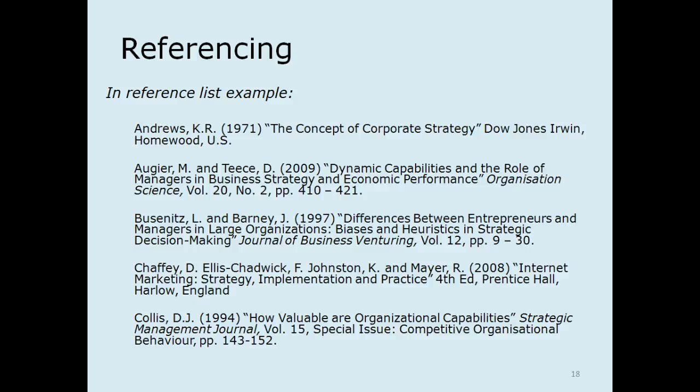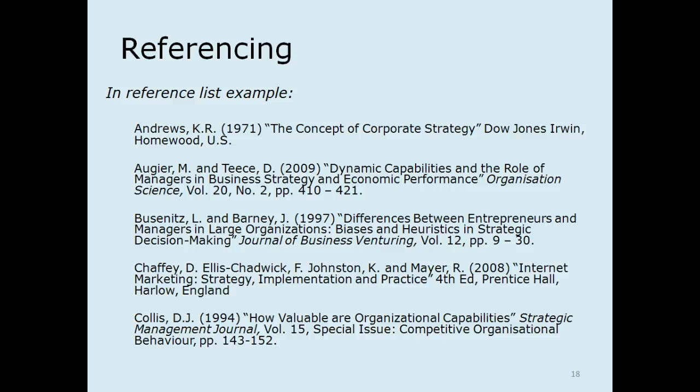Okay, Andrews, you've got their surname, their initials, KR, the year of publication in brackets, 1971, and then the title of the publication, the journal article or the book, so The Concept of Corporate Strategy, and then the publisher, Dow Jones, and then where it's published, Homewood, USA. So that's an example of a book.